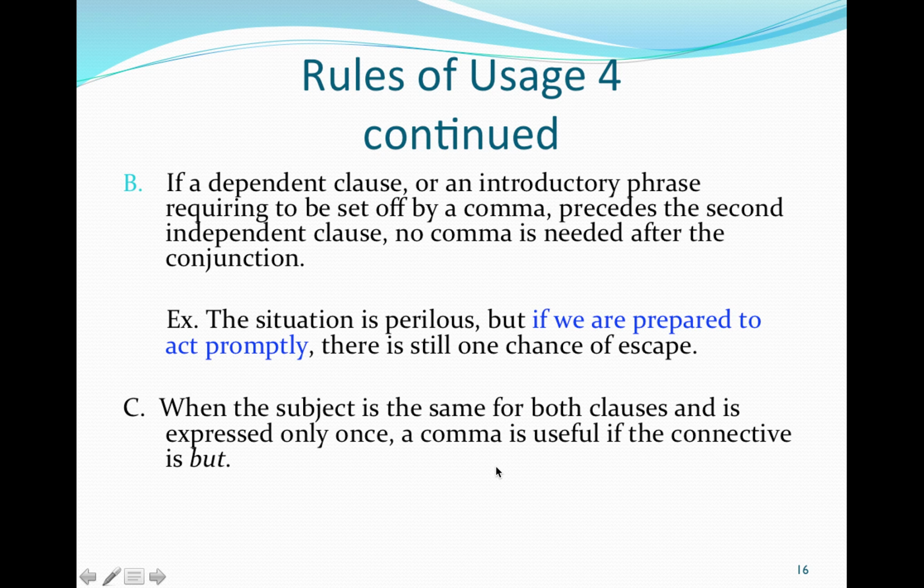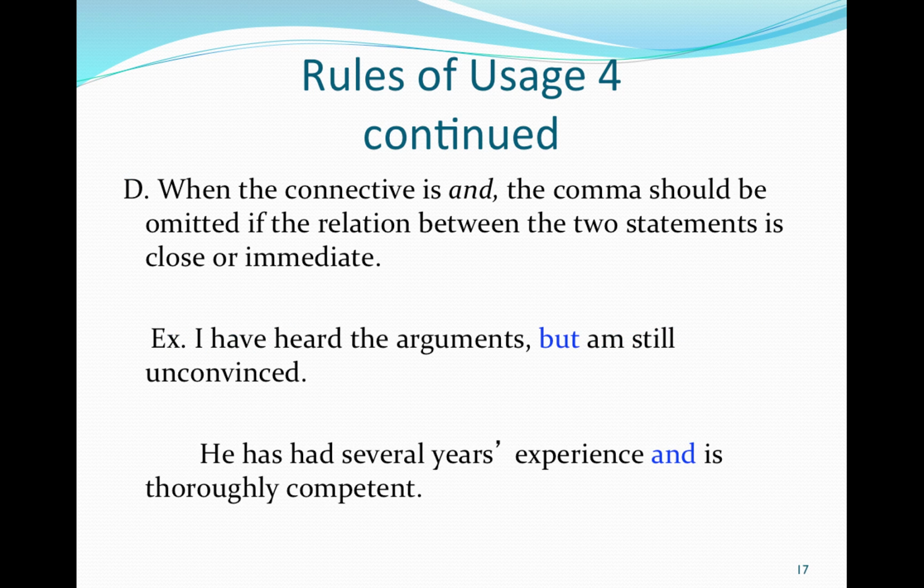Exception to the rule C. When the subject is the same for both clauses and is expressed only once, a comma is useful if the connective is but. When the connective is and, the comma should be omitted if the relation between the two statements is close or immediate. Okay, here are examples to both C and D, so pay attention carefully.